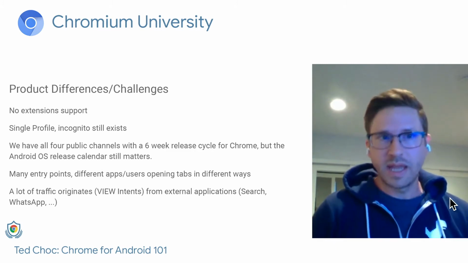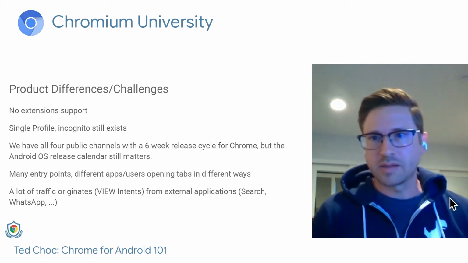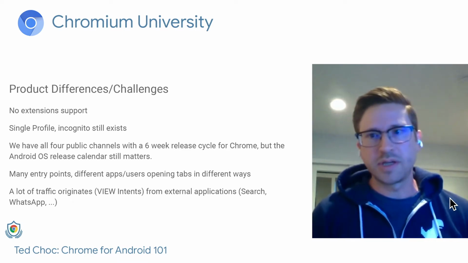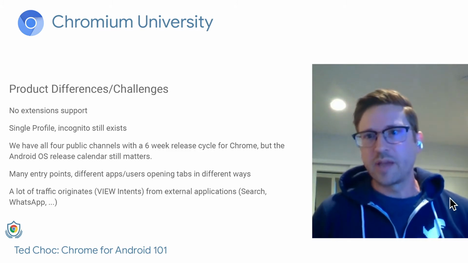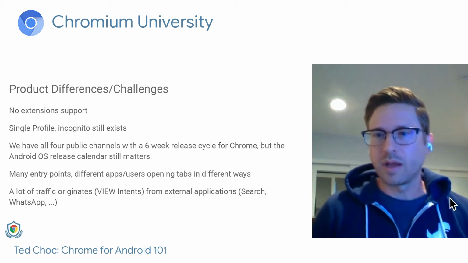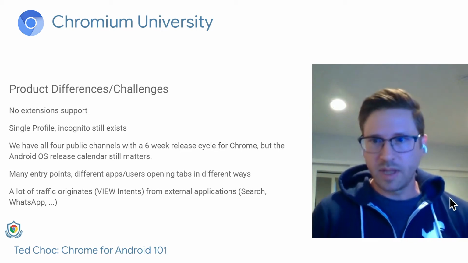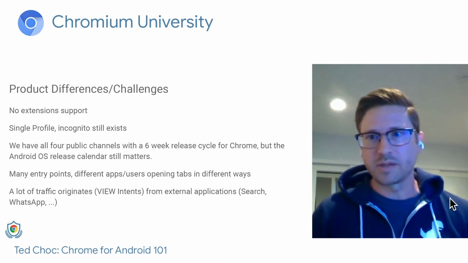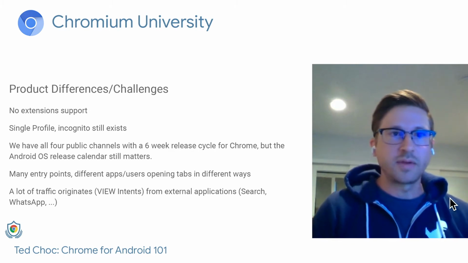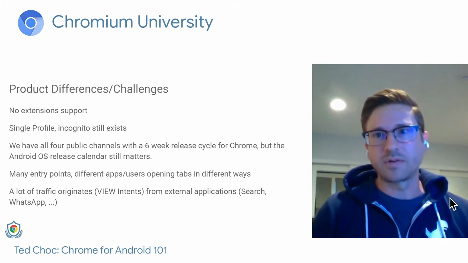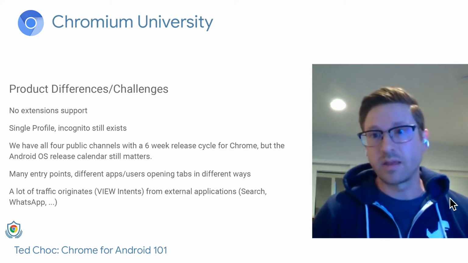There are many entry points into Chrome. It's app icons, it's links, it's widgets, it's notifications, it's shortcuts. Basically, users find new ways to open Chrome, and we just have to be tolerant and know that it's going to happen in ways that we often don't expect. When I mention links, those come in by view intents, which is just Android's general link handling system. And those happen from external applications, and a lot of traffic originates from those. That can come from search, WhatsApp, really anything.